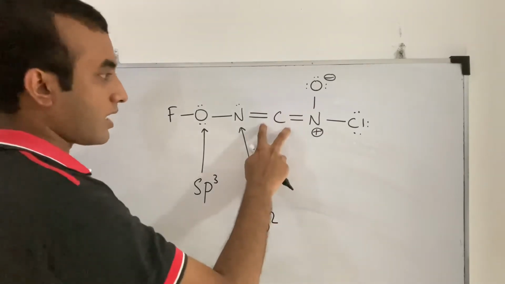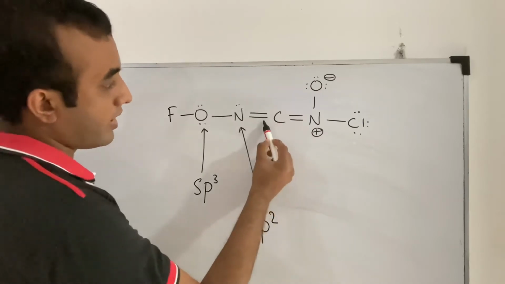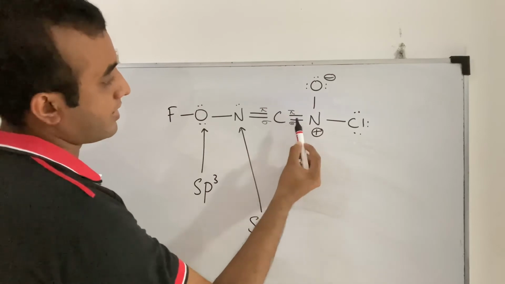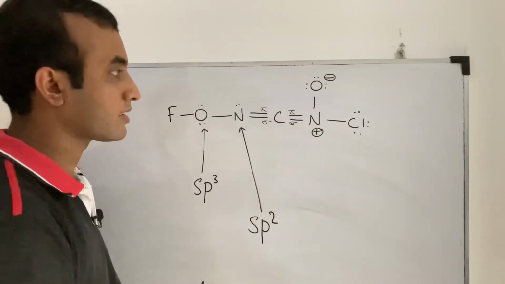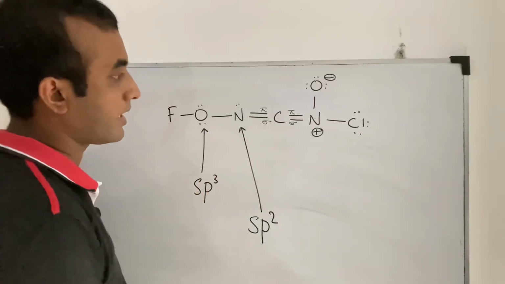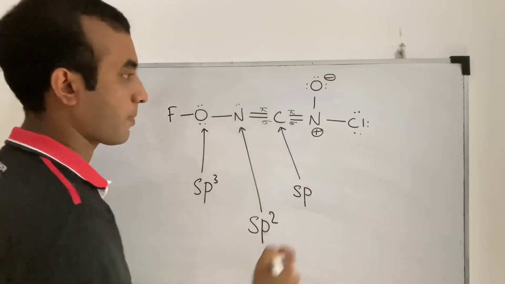And around this carbon, now we can see two double bonds. So one is sigma, one is pi, here also one is pi and one is sigma. So we have two sigma bonds around this carbon, which means there are two VSEPR pairs around the carbon atom. So the hybridization would be sp.